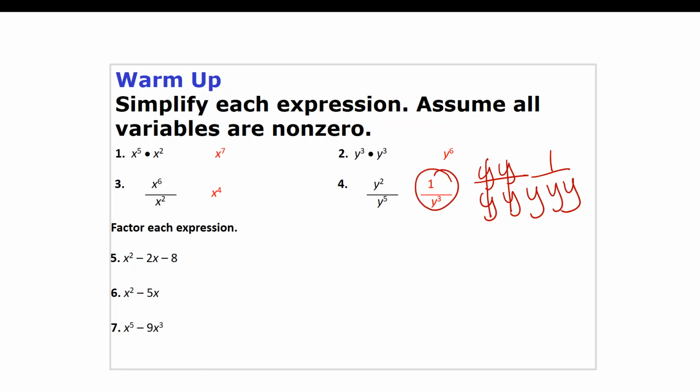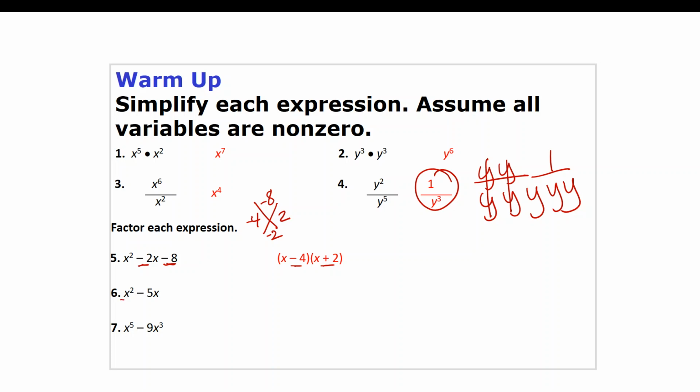All right, now when we factor, let's remember that we take a look at this term and say, okay, what two numbers multiply together to get -8 and add together to get -2? And I know that's -4 times a +2. And so now when we factor it out, it's pretty easy: x minus 4 times x plus 2. And if we FOILed it back, we would end up with our original equation.